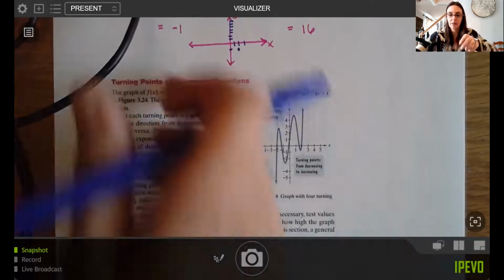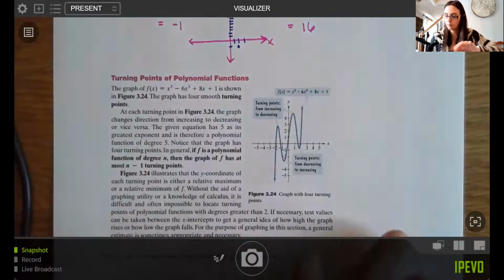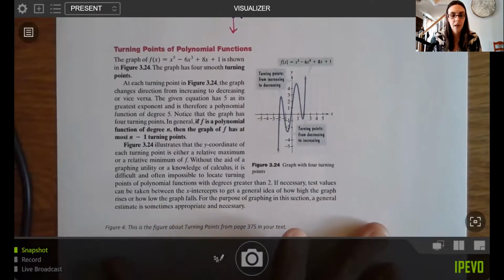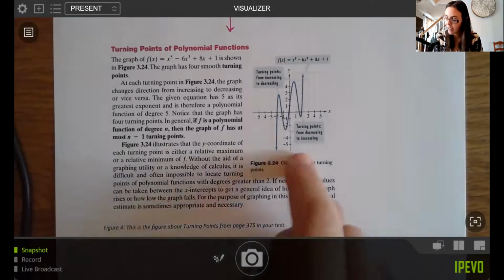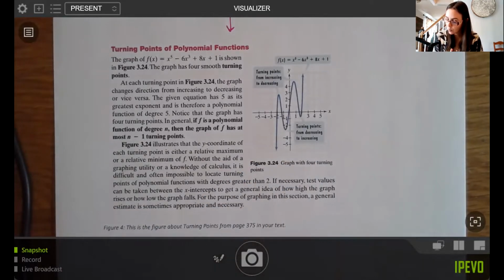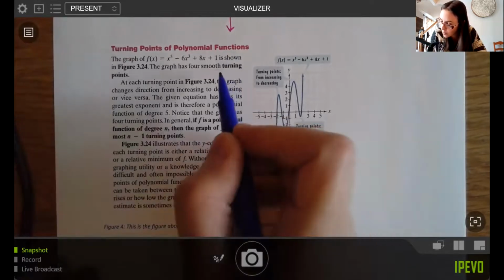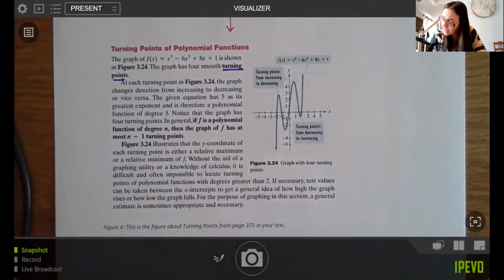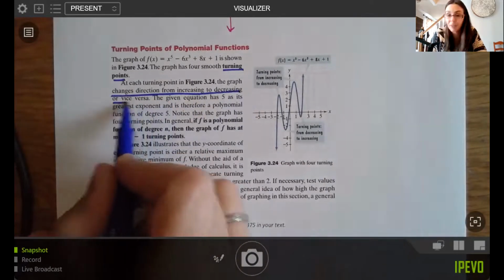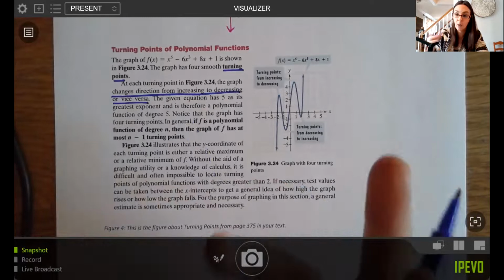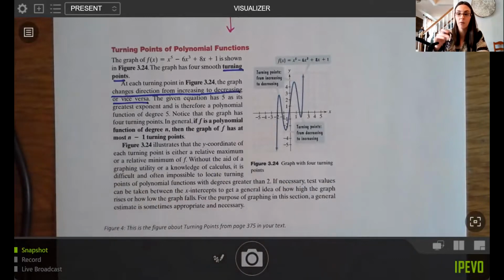All right, one more set of definitions here. The next idea is a turning point. Here you have the graph of x to the fifth minus 6x cubed plus 8x plus 1. It has 4 smooth turning points. At each turning point, the graph changes direction from increasing to decreasing or vice versa. That's why it's called a turning point, right? It turns direction, either going from up to down or from down to up.